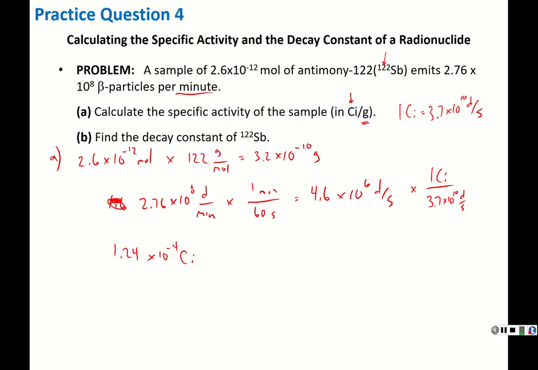Okay, but we're interested in Curies per gram, the activity expressed in Curies per gram. So if we take the number of Curies divided by our mass that we calculated above, 3.2 times 10 to the minus 10 grams, we get 3.9 times 10 to the 5th Curies per gram. Okay, so that's just a unit conversion, dimensional analysis type of problem.